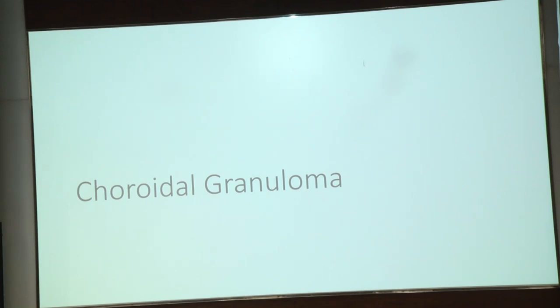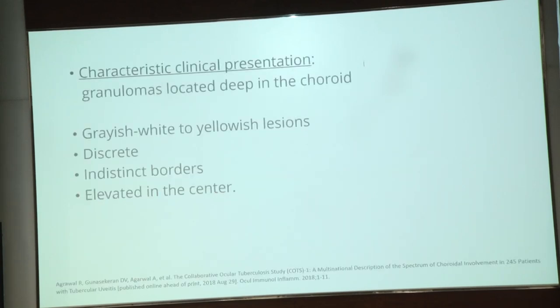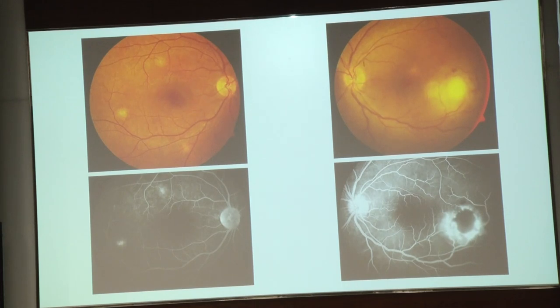Moving on to this multibacillary type of involvement, there are two types of disease in tubercular uveitis. Either it can be paucibacillary, which is the earlier part which I discussed, and in the multibacillary type of involvement, these granulomas are common. Granulomas in tuberculosis have this typical deep pattern, deep involvement. There may be some hemorrhages along the borders of these granulomas.